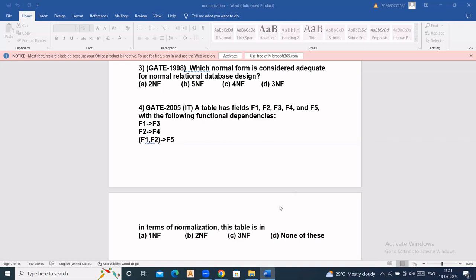Actually, I don't know, I just checked the answer. Ma'am, the answer is 3NF. I don't know. Just a second, let me check.